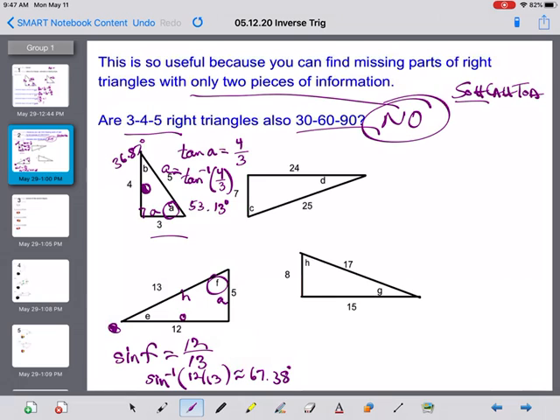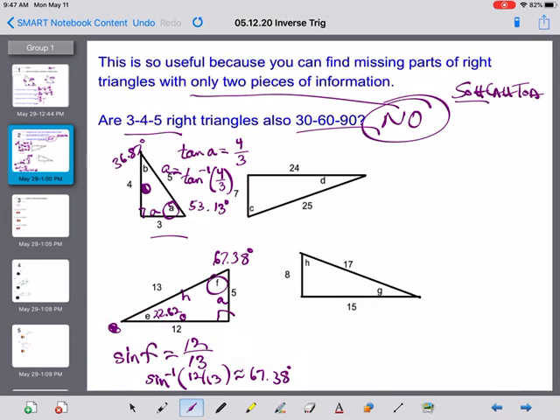Okay. So that's here. And then E is just the triangle sum. So 180 minus 67.38 minus 90 is 22.62. Okay, and then let's do this.